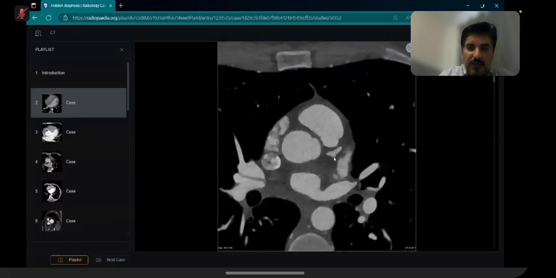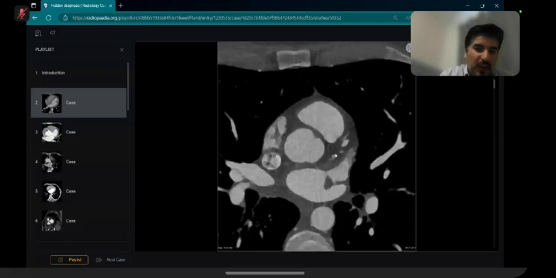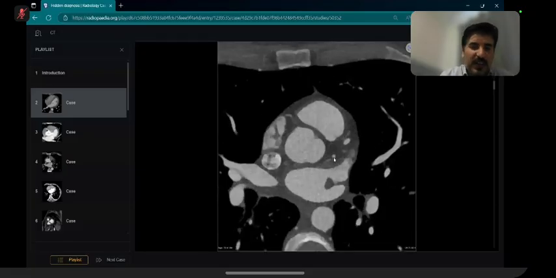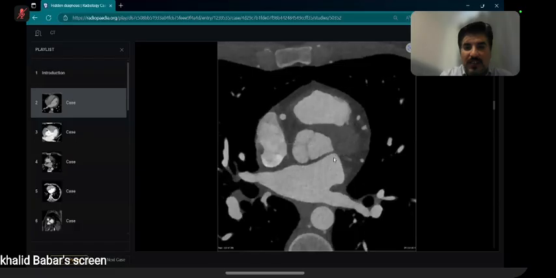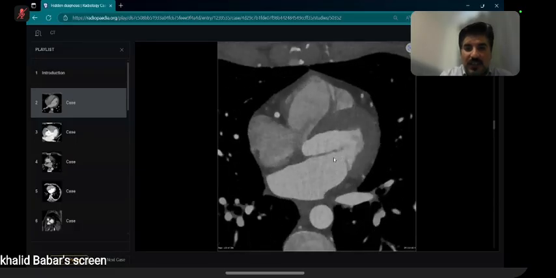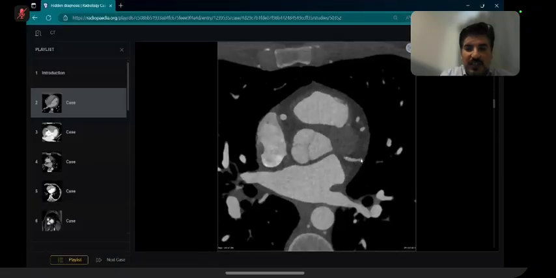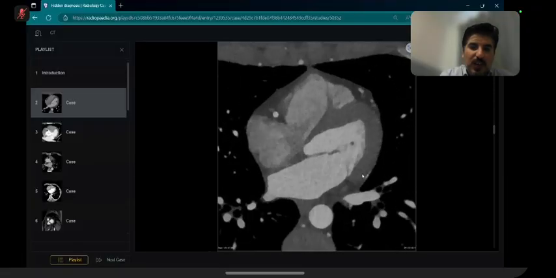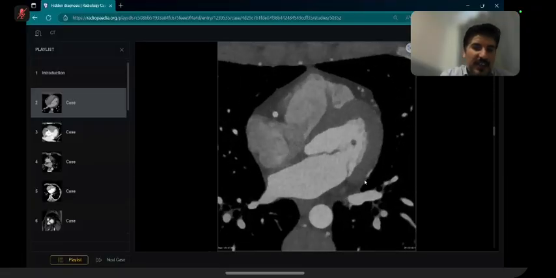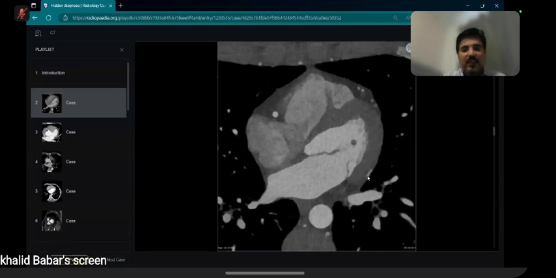Then we have this branch, which is usually a smaller branch, called the left circumflex artery. Sometimes we call it circ as well. It usually divides into obtuse marginal branches and sometimes continues into an obtuse marginal branch, and as you can see, it supplies the lateral wall of the left ventricle.